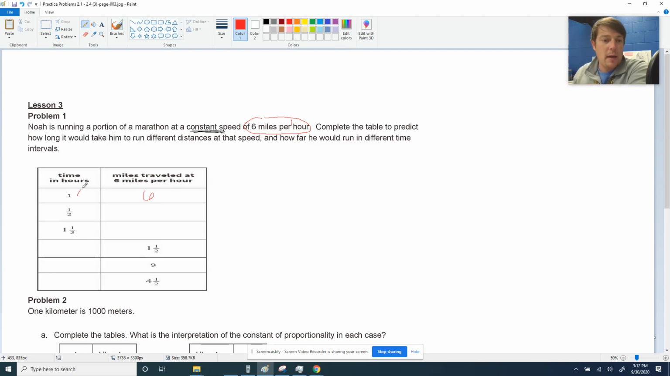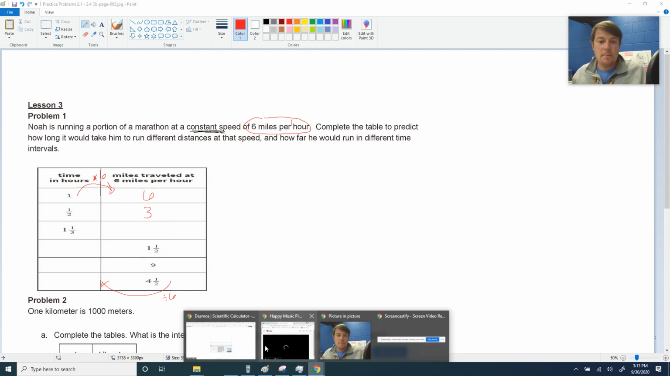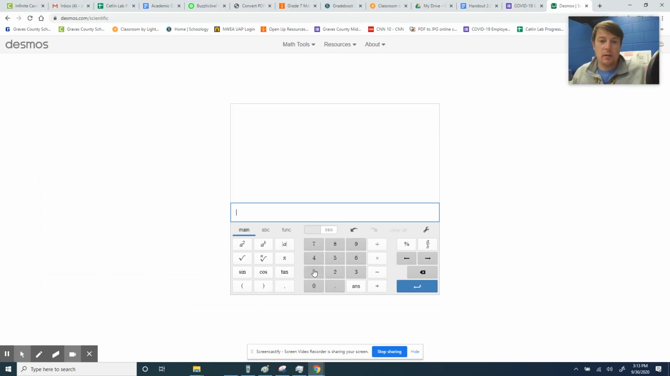So from that, we can get our constant of proportionality. That tells us we're going to multiply by 6 to get over, and we're going to divide by 6 to come back. And so the first 3 is just a simple multiplication by 6. Half of 6 is 3, so that's pretty easy. And then 1 1/3 of 6. I can do that mentally, but if you're struggling with doing that mentally, you can always go to your Desmos calculator and do 1 1/3.